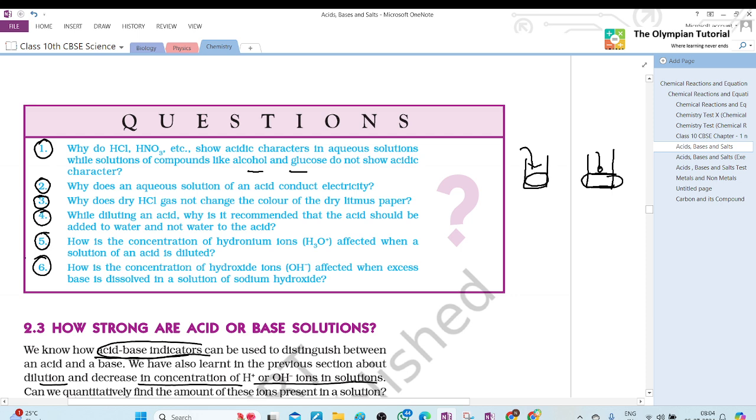Sixth, how is the concentration of hydroxide ions affected when excess base is dissolved in a solution of sodium hydroxide? So simply you can tell, here we are increasing sodium hydroxide. So it means its strength will increase because more OH ion will be there. When excess base is dissolved in a solution, more hydroxide ion will be there. Strength of bases will be more. Okay.